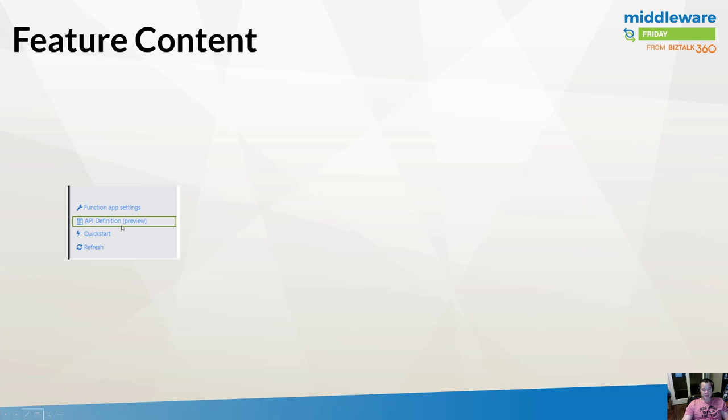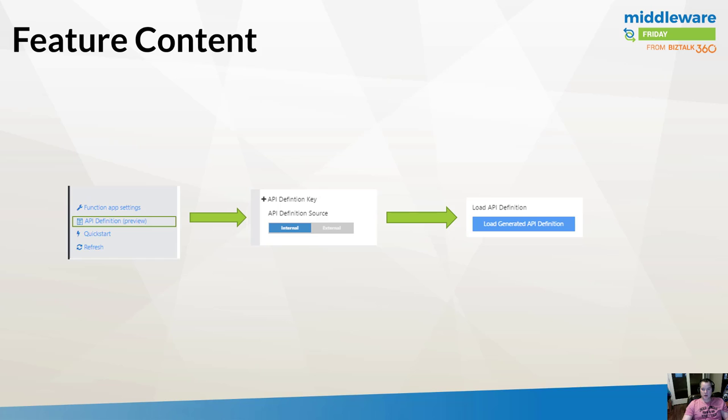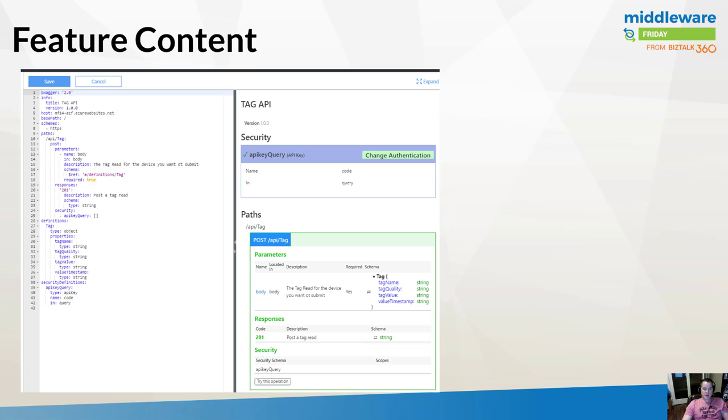Next, I want to click on API definition, which is at the bottom left-hand side of the page. I want to identify my API definition source as being internal, and then click on the load generated API definition. What this is going to do is provide a basic skeleton for my Swagger definition for my API. Now, I've gone ahead and completed defining my Swagger, which includes a data type called tag, which is going to be referenced as part of this schema ref.